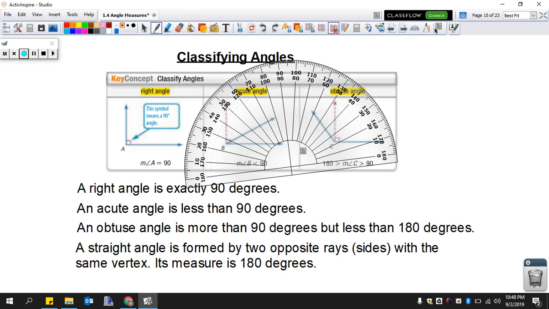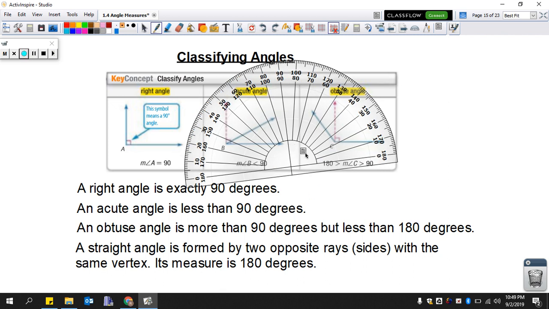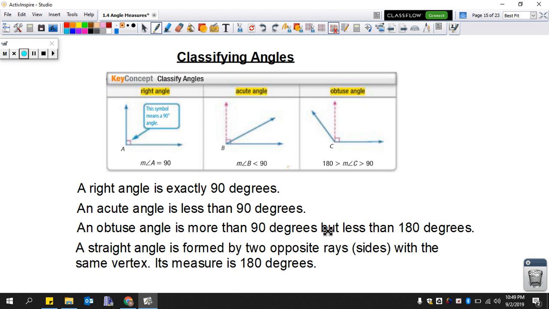The next thing that we're talking about, and let me get rid of this protractor here. Whoops. Did it backwards. Is classifying the different angles. These are pretty familiar terms with most of you probably. The thing to remember is that a right angle is exactly 90 degrees, and a right angle is shown by this little square right down in the vertex. All right? An acute angle is less than 90 degrees.